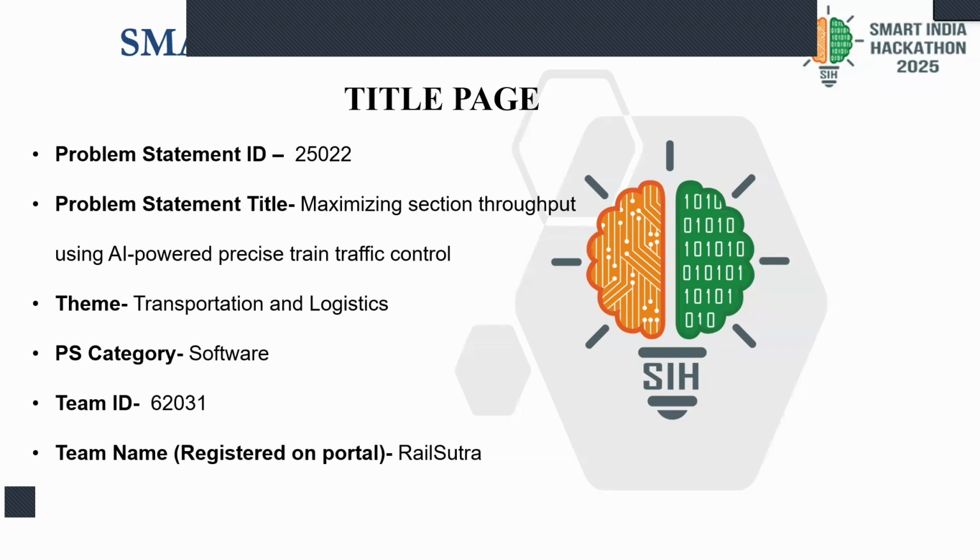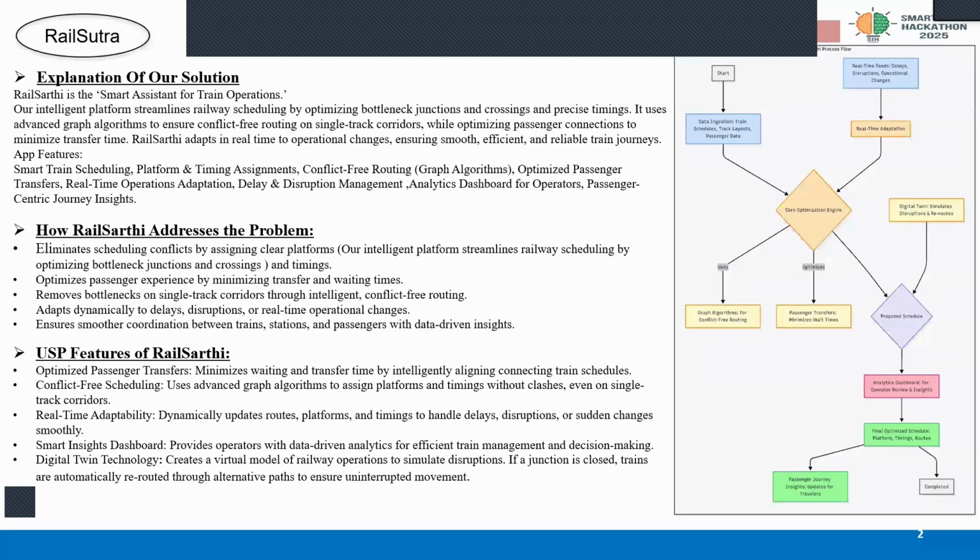The name of our solution is RailSarthi. RailSarthi is an intelligent platform that acts like a sophisticated air traffic controller but for trains. Its main goal is to make railway scheduling completely seamless by optimizing the most difficult spots like junctions and crossings and making sure all timings are precise.